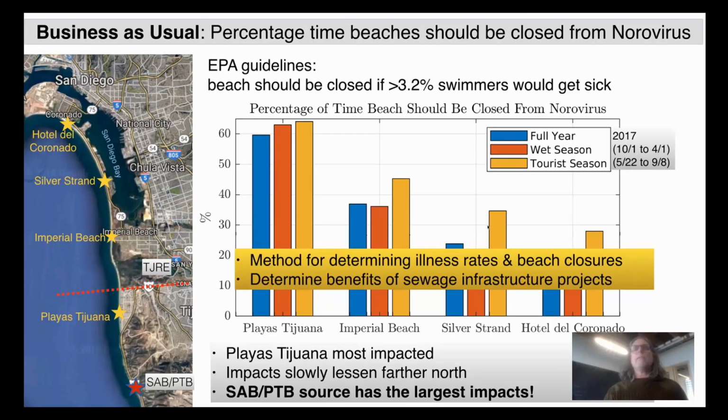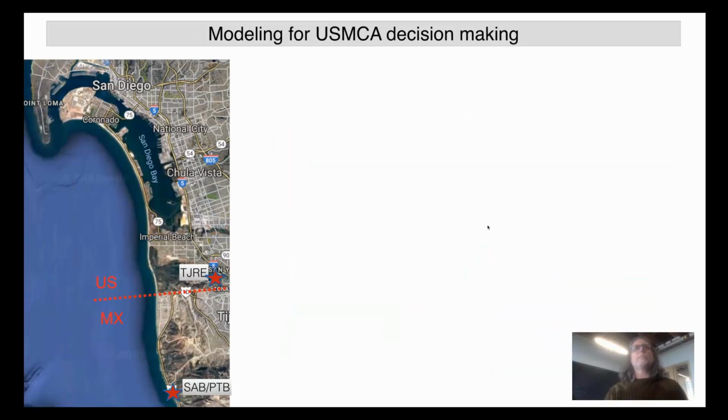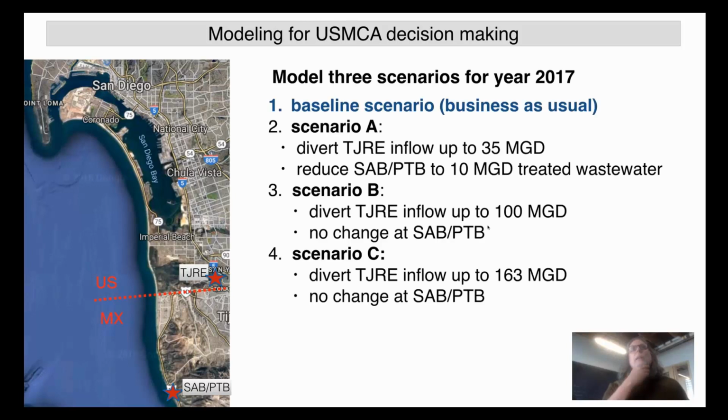All right, so this coupling of the hydrodynamic model and the QMRA models gives us a method for determining illness rates and beach closures. And it also allows us then to determine the benefits of different sorts of infrastructure projects. Okay, so for the USMCA decision-making that's being done by the EPA Border Water Infrastructure Program, they considered 10 potential projects. And what we did is we simulated 3 projects, because you need a supercomputer to do all this. We simulated 3 projects that were a combination of these 10 projects. So I'm going to summarize them here.